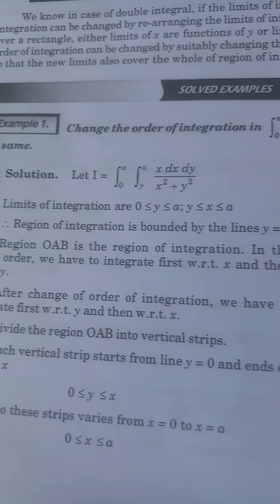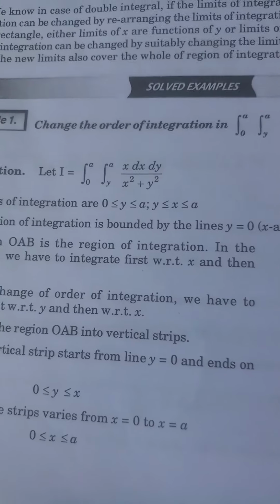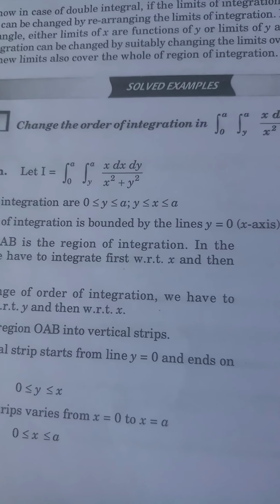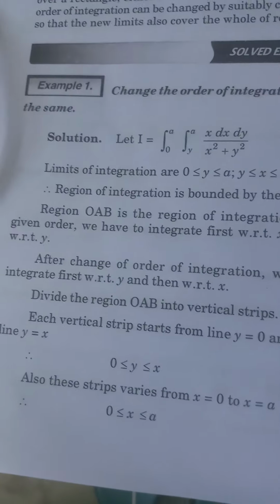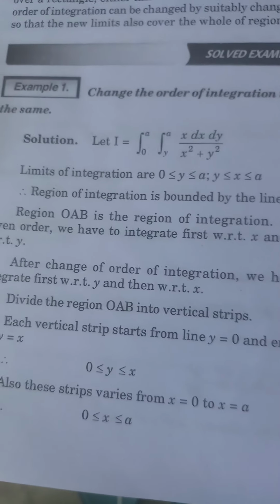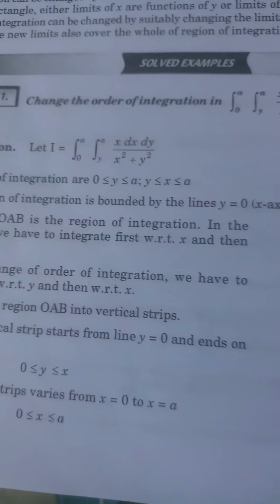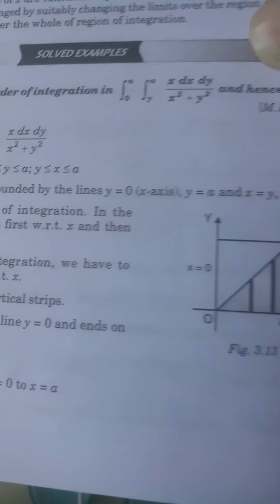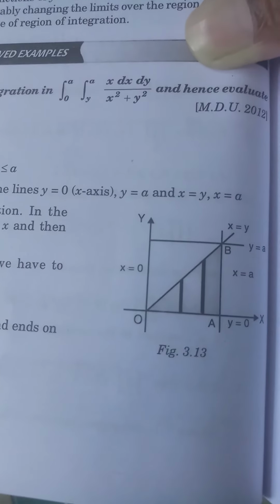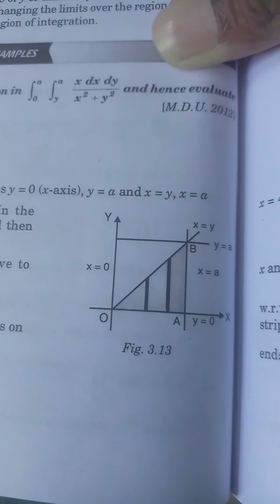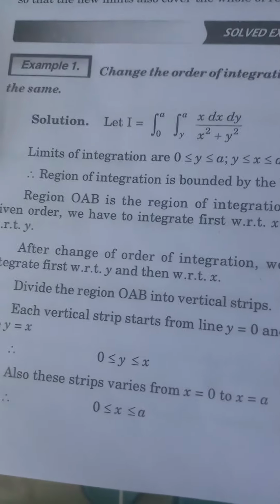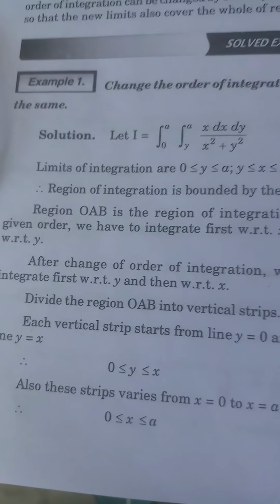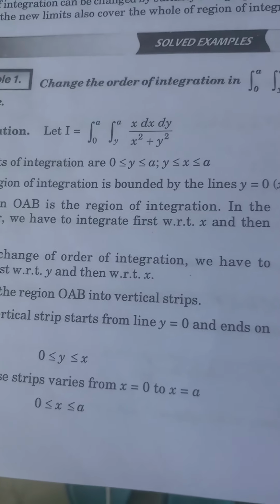So limits of integration are 0 less than equal to y less than equal to a, y less than equal to x less than equal to a. Therefore, region of integration is bounded by the lines y equal to 0, x axis, y equal to a, and x equal to y, x equal to a. Region OAB is the region of integration.